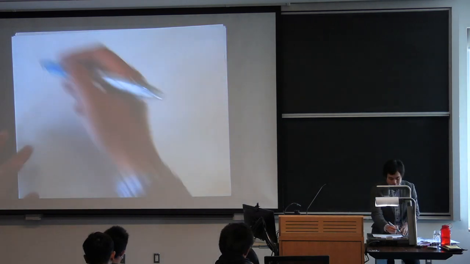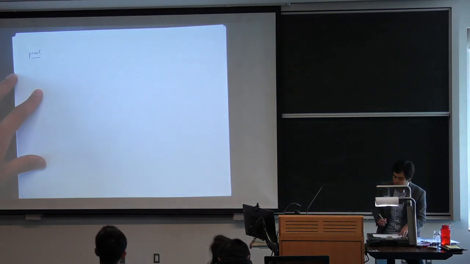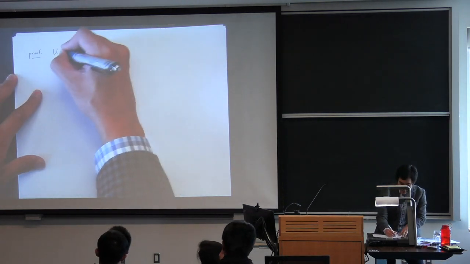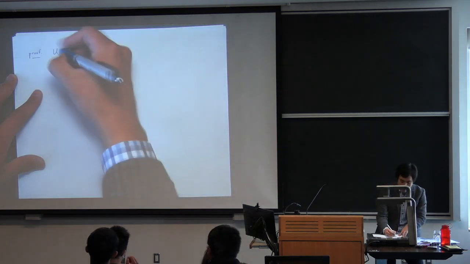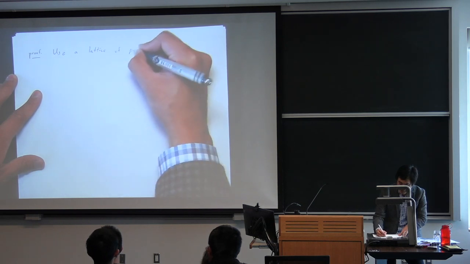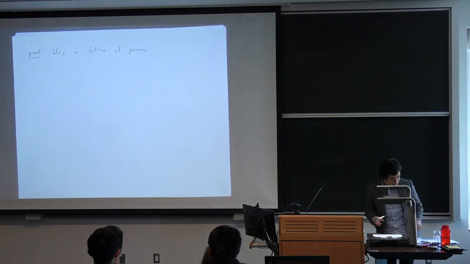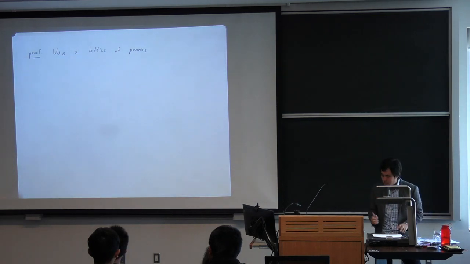So the proof is fairly simple. Proof, can you all read that? Let me do that actually, that might be slightly more visible. Use a lattice of pennies. We already did that. That was my overhead transparency here, which, by the way, was really hard to find because apparently no one uses overheads anymore. So we use a lattice of pennies.